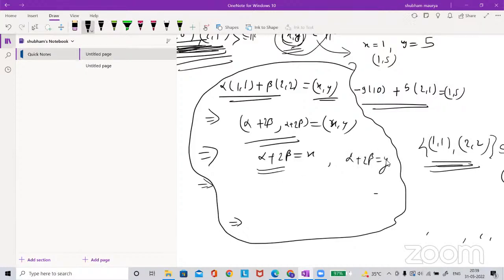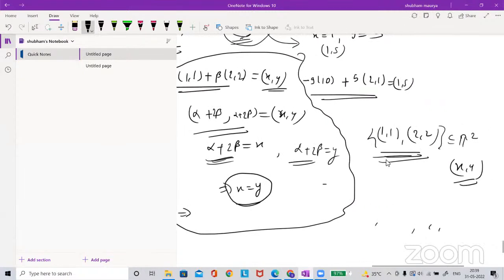So now you have a system of linear equations. It implies that x is equal to y, right? Because the left side of both equations is the same. What it says is that x and y are equal. Points are like (1,1), (2,2), (3,3), (4,4). Points like (1,2) will not be possible. If x is not equal to y, it will never generate.